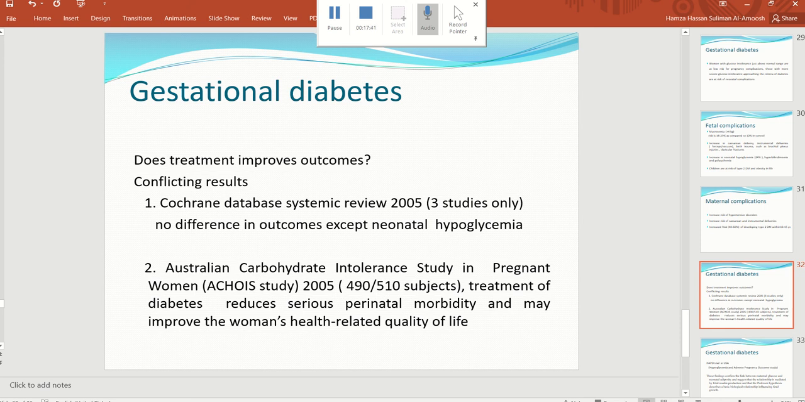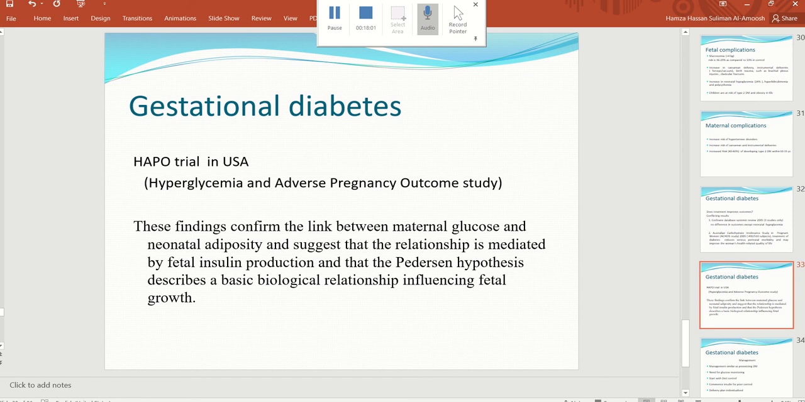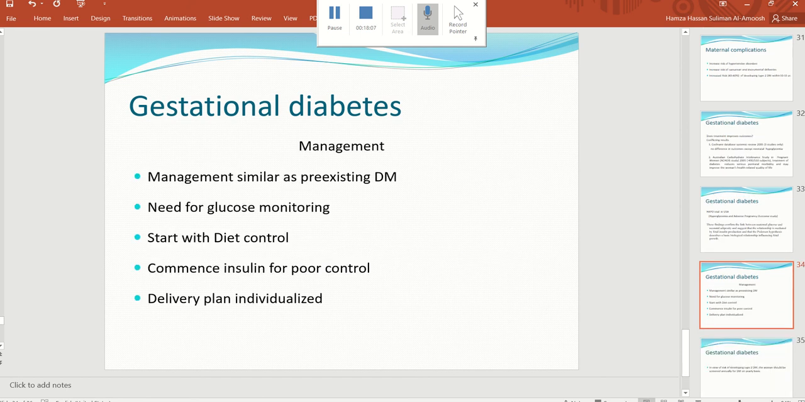This was one of the most debatable issues in the past about gestational diabetes: is there any benefit of treatment? But recent evidence showed that there is benefit of treatment. The HAPO trial also reported evidence of benefit of treatment.